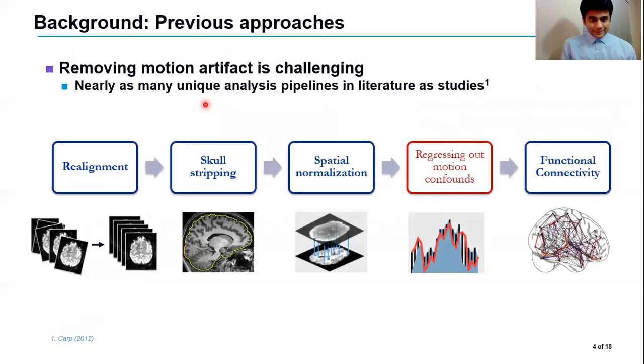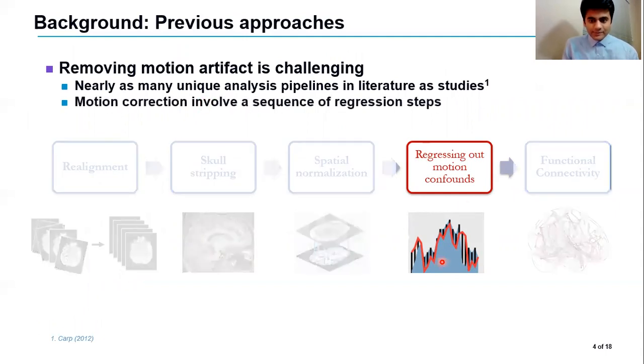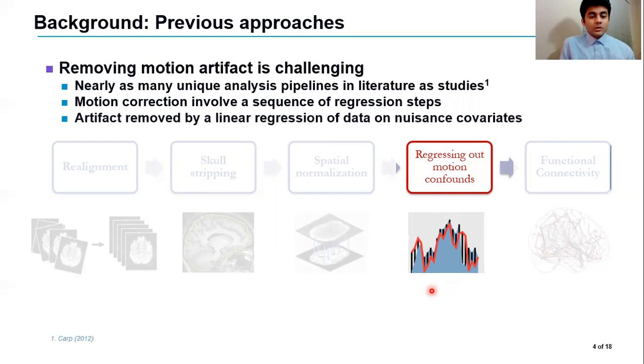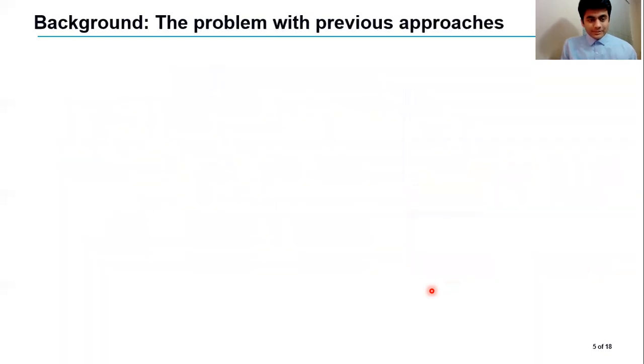In general, the pipelines involve a sequence of pre-processing steps, and I'll focus on the ones that remove head motion artifact. So removing head motion artifact itself involves a sequence of regression steps where artifact is removed by a linear regression of the data on nuisance covariates. So what does this actually mean?